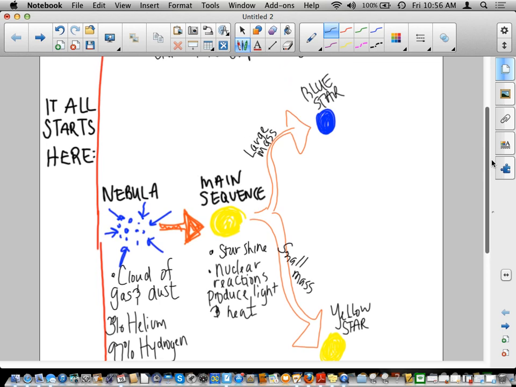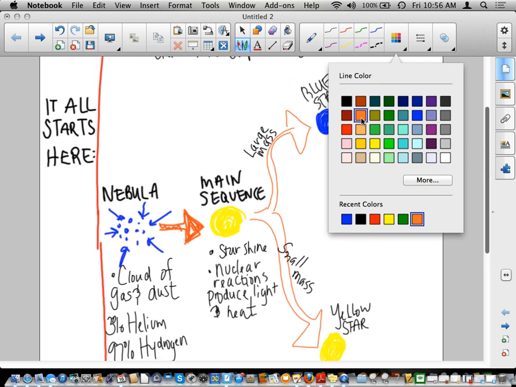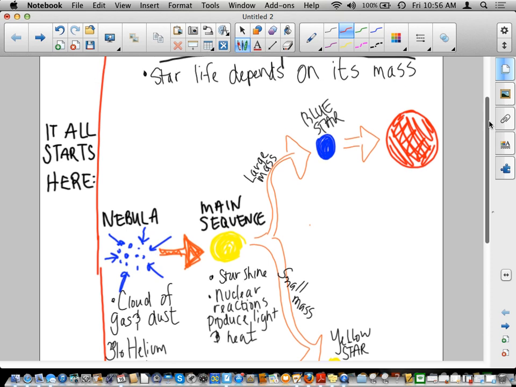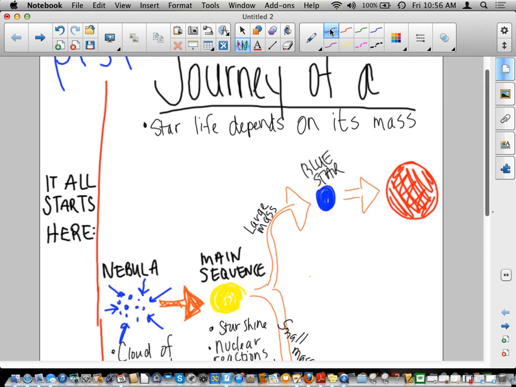Okay, so if it's a large mass star, the next stage that it's going to go to, it's in this stage for a really, really long time. It's going to start cooling down. And when it starts to cool down, it turns to the color red. So those are our cold stars. And it's a large mass star, so I'm going to make a big red circle. And it is called a red supergiant.